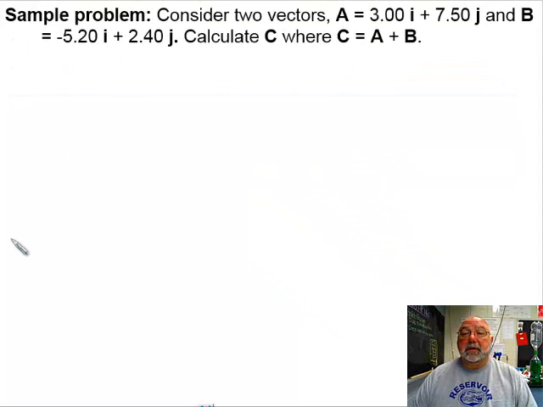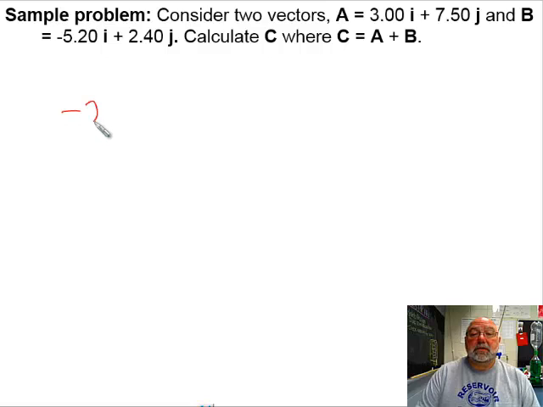Okay, so here's a problem for us, and we're going to add two vectors, a and b together, and that'll give us our resultant, which is c in this case. So vector a is 3.00i plus 7.5j. Vector b is negative 5.2i plus 2.4j. So we're going to add those together. So a plus b. So we take the I component of each one, add it together. So we have 3 plus a negative 5.2, which gives us negative 2.2 I hat.